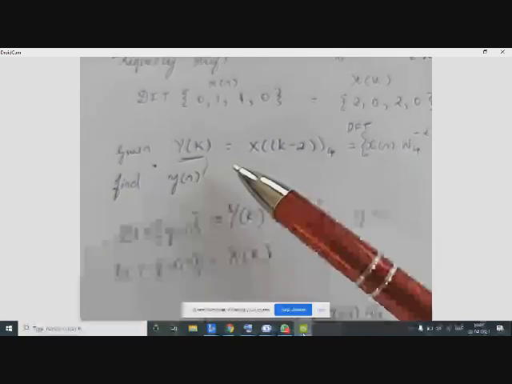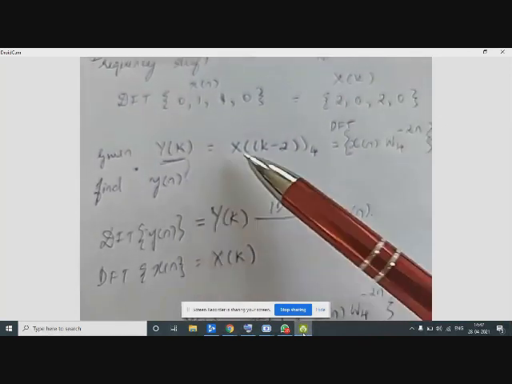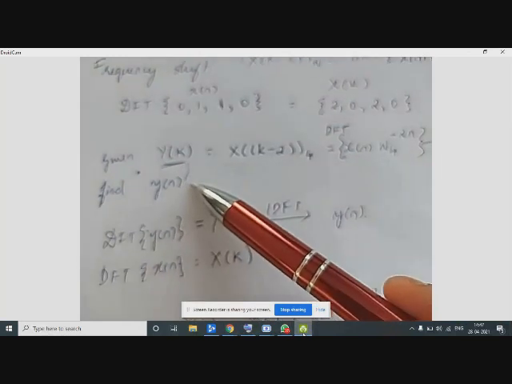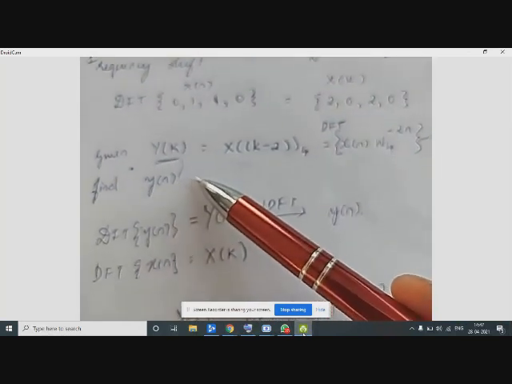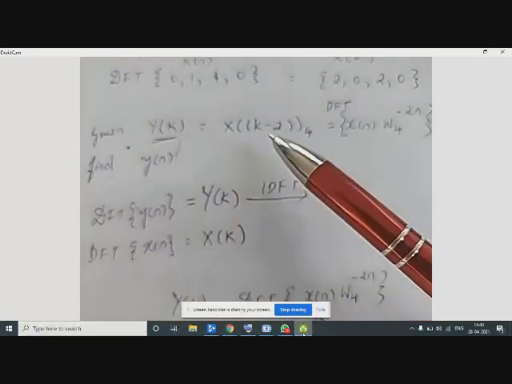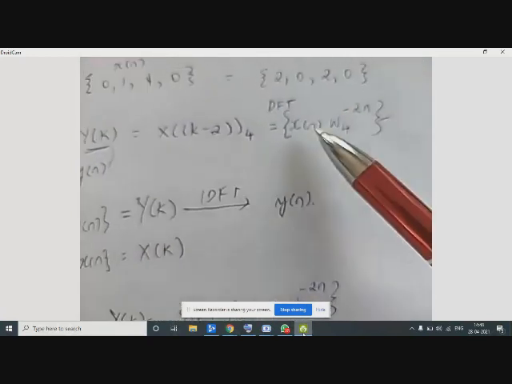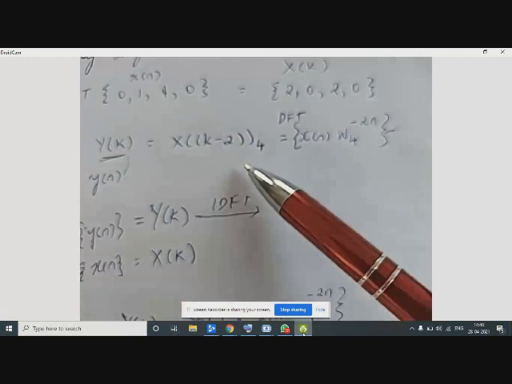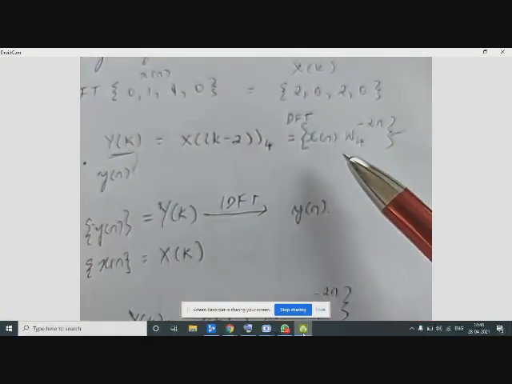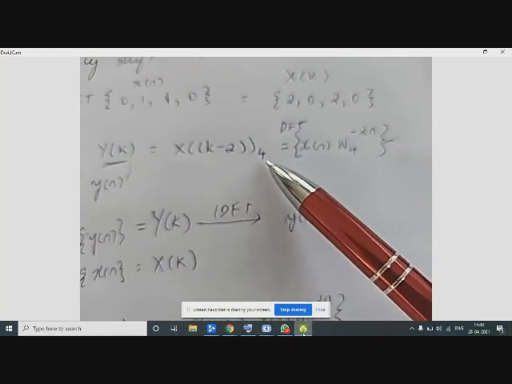Okay. So it is given in the problem that y of k is given by x of k minus 2. They have asked you to find y of n. So how do you find y of n? You know by the property of frequency shift that if there is a shift in the frequency domain, in the time domain, x of k minus 2 is a shifted version, and DFT of x of n into W4 power minus 2n will give you x of k minus 2.